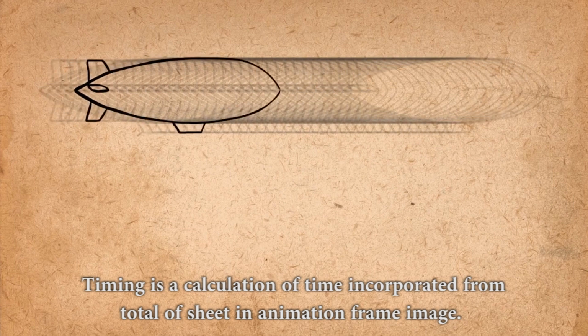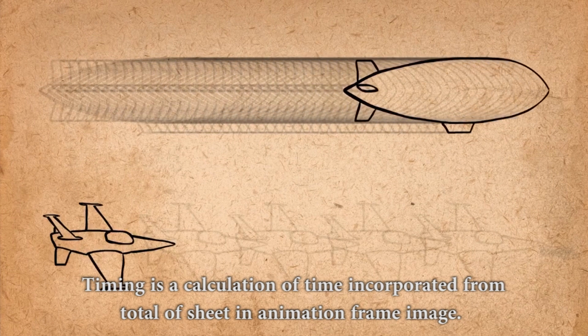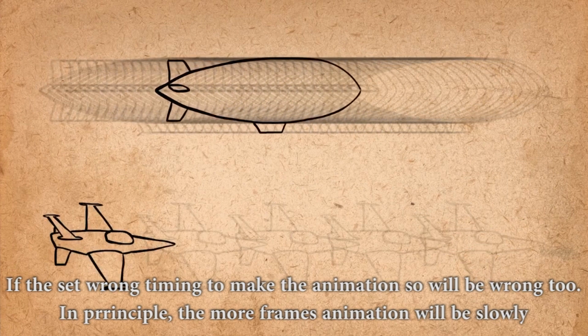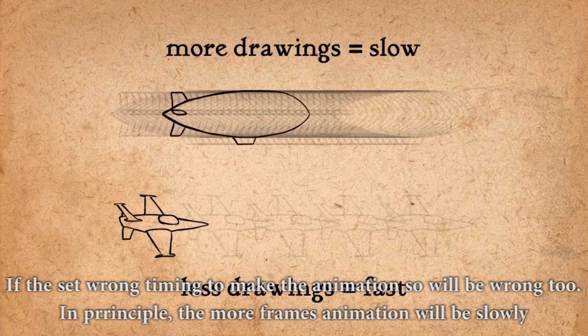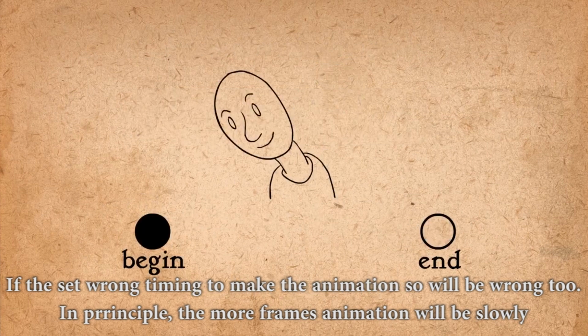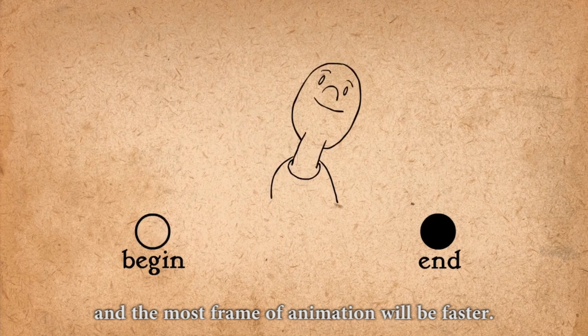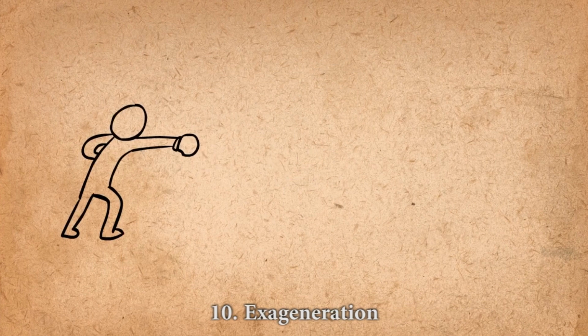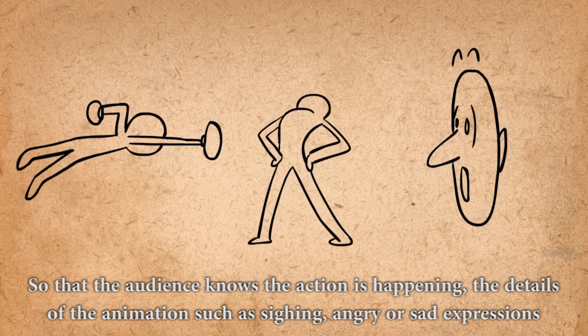Timing is a calculation of time incorporated from the total of frame images set in animation. If the timing is set wrong, the animation shown will be wrong too. In principle, the more frames, the slower the animation will be, and the fewer frames, the faster the animation will be, so that the audience knows the action is happening.